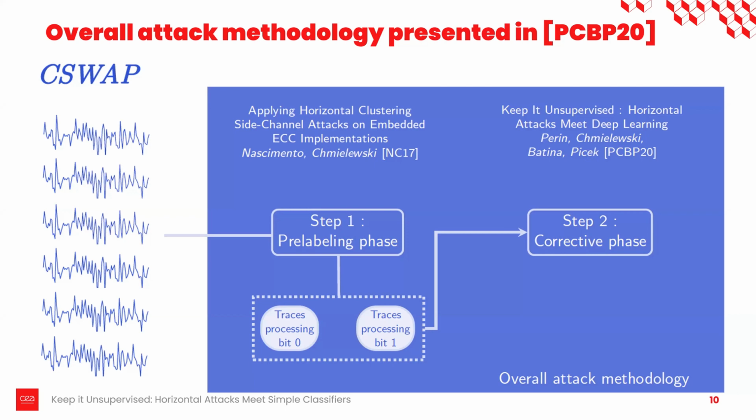Okay. So here, two steps are proposed. First, applying a classical clustering technique, for example here the K-means algorithm, to pre-label the dataset, and then performing a corrective phase to enhance the accuracy of the previous cluster. So let us go into the details of the proposed corrective phase, which contains multiple steps.